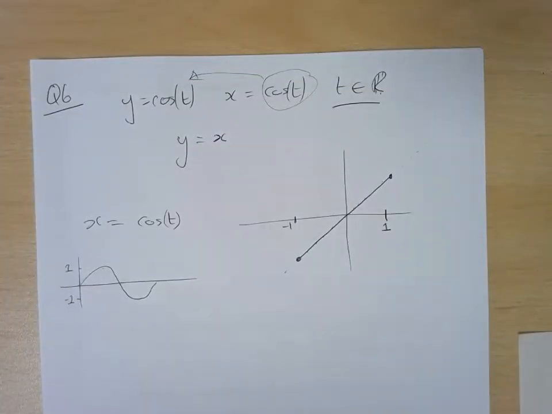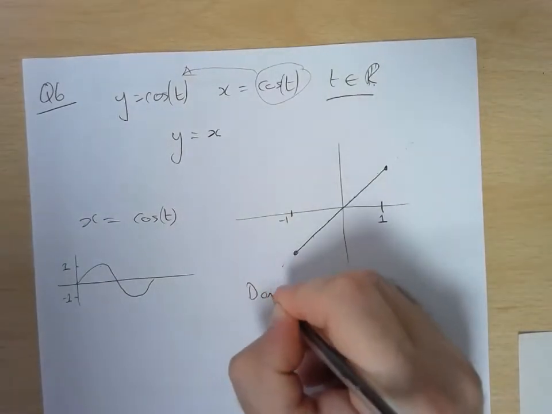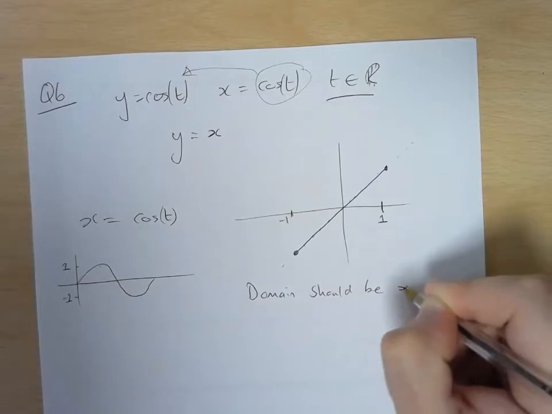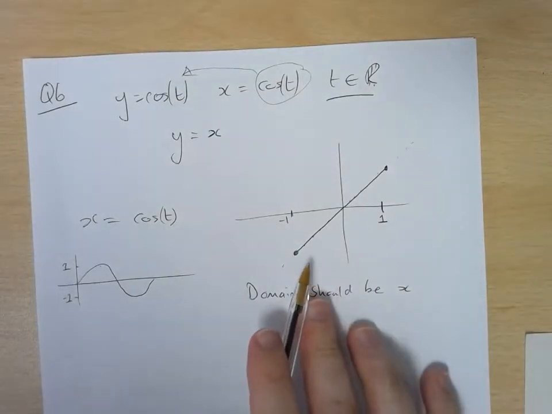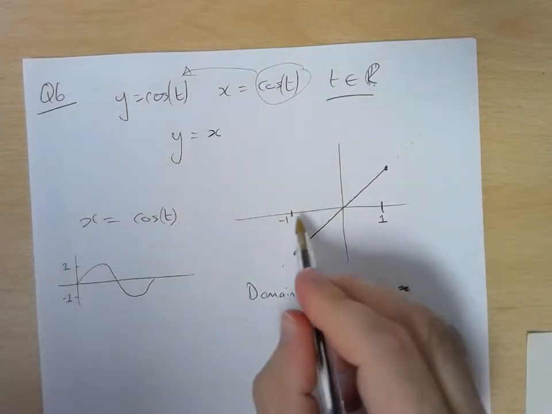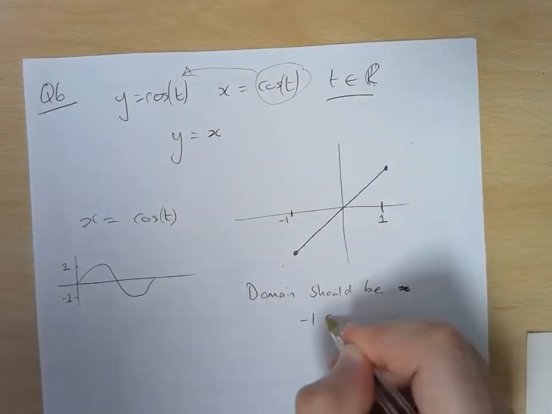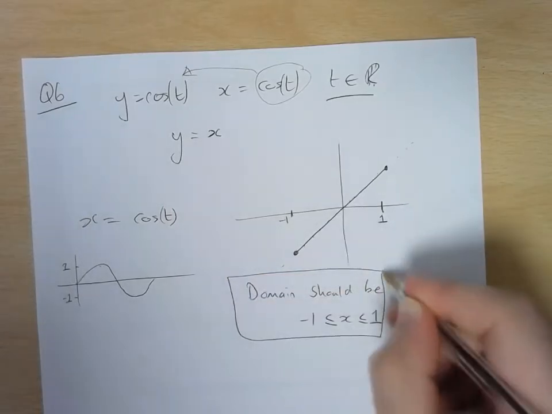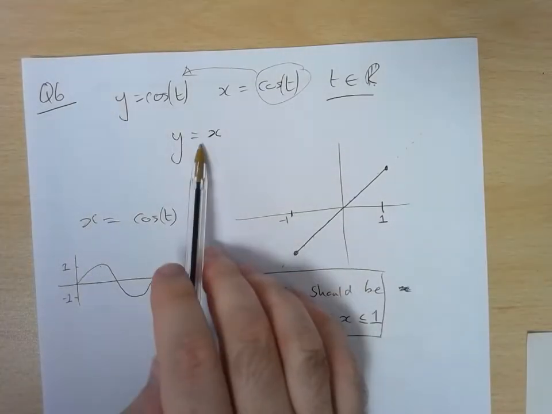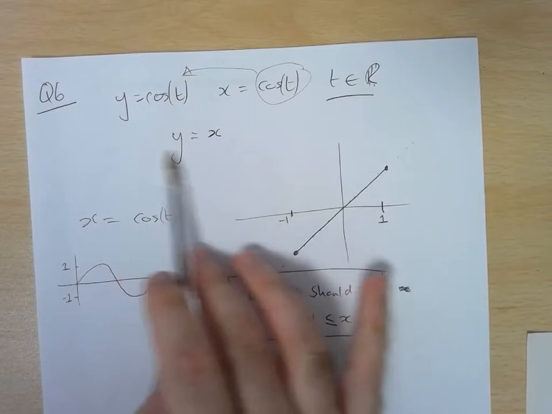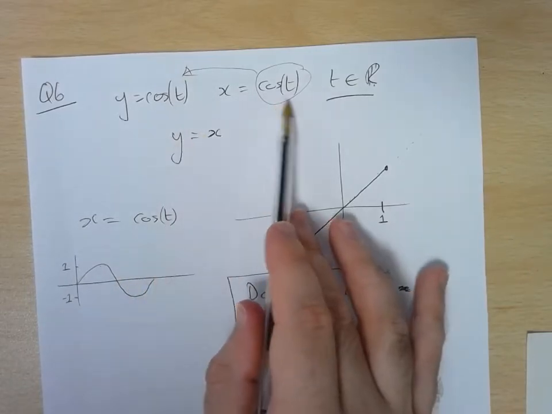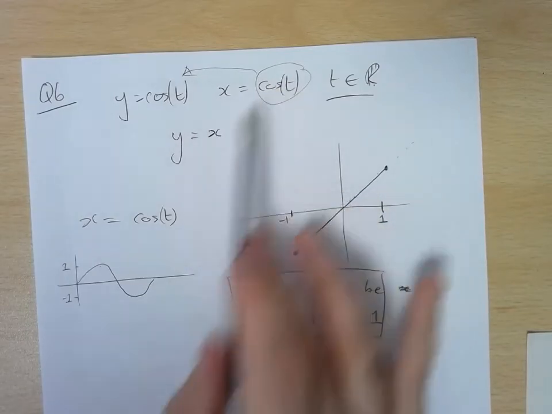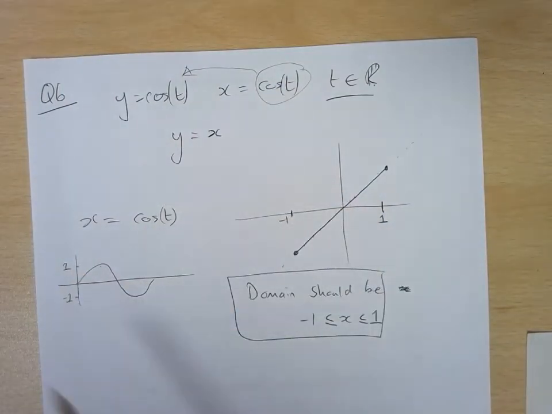So we're going to say the domain should be x between minus 1 and 1. Minus 1 less than or equal to x less than or equal to 1. So that is our reason. This was the correct Cartesian equation, but they forgot to take into account the range of this cos here, because x can become as big as 1 and as small as minus 1. It cannot become any real number.